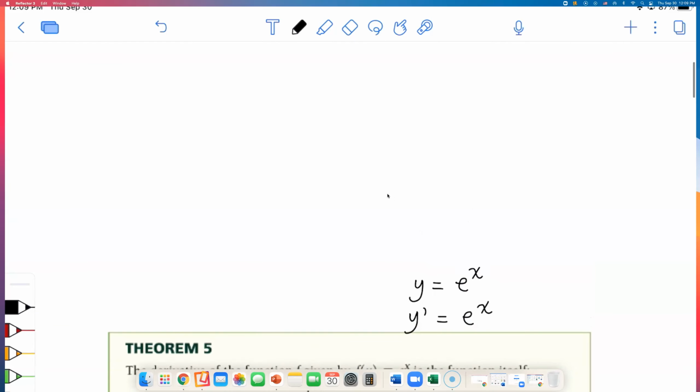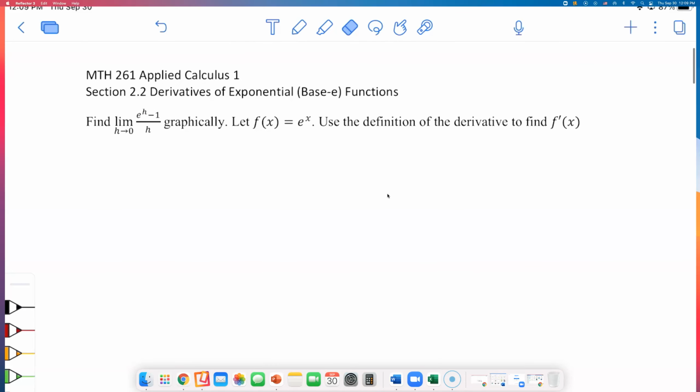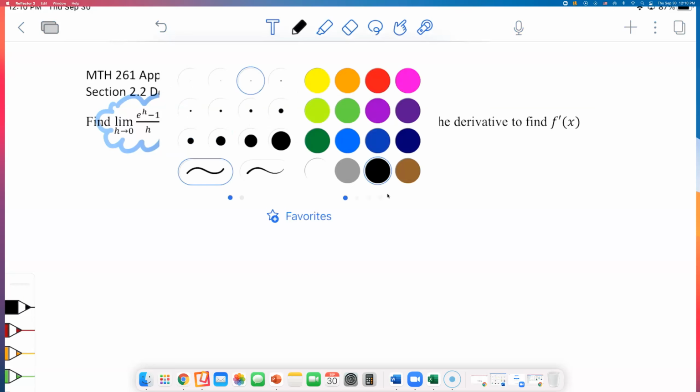And why is that true? That's what I want to show you in this video. This is the first video of section 2.2. In order to prove that, we need to get this piece graphically first. Let's find what this blue piece is graphically.